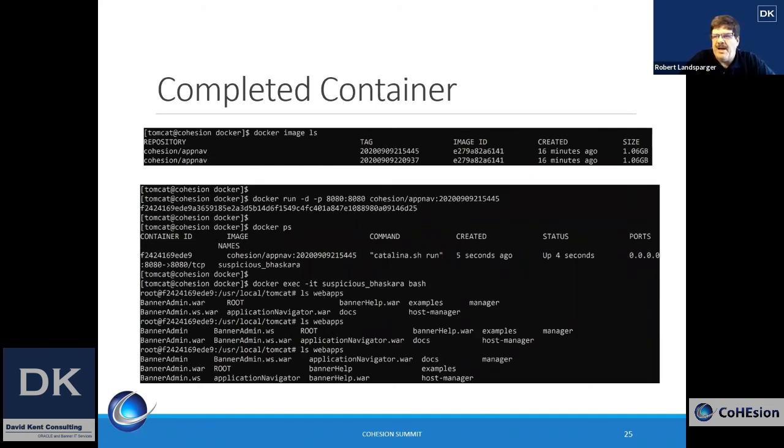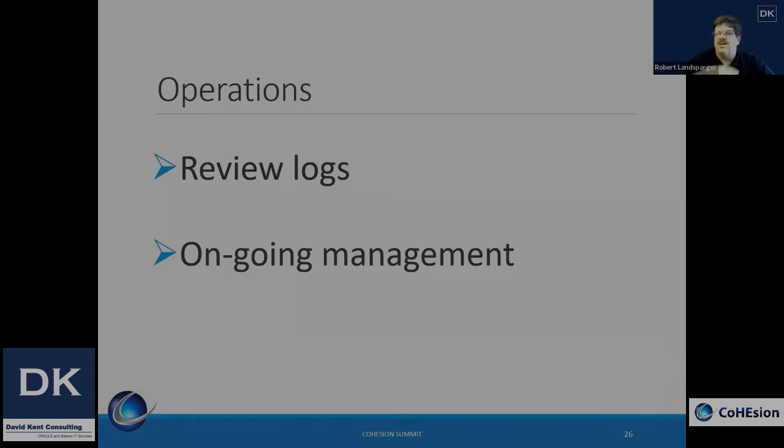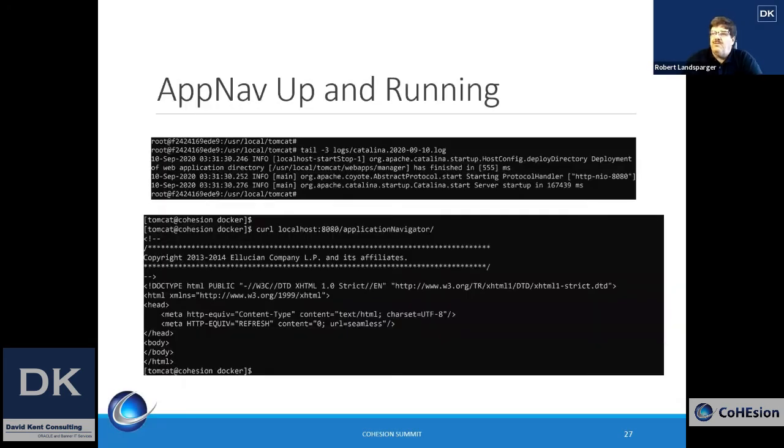If I look in webapps on the first iteration, I can see that the WAR files are there. It hasn't been running long because they haven't started to expand yet, but on the second iteration of webapps, I can see that the Banner admin page is going and the WAR file is there, and the bottom one has Banner help expanded and application navigator expanded, and we're all set. Because the container's up and running, we can look at logs.